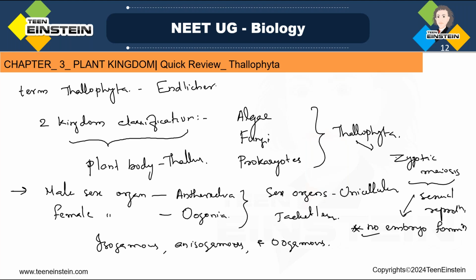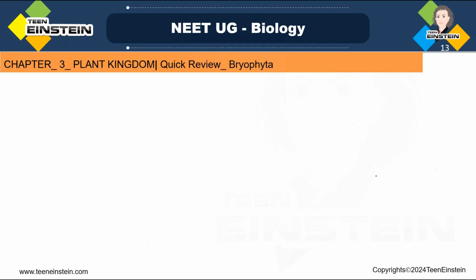Here the sexual reproduction may be of different types like oogamous, anisogamous, or isogamous. And in thallophyta, sexual reproduction takes place through zygotic meiosis. So there is no embryo formation. Clear? So thallophyta got over. Next, we are moving to bryophyta.